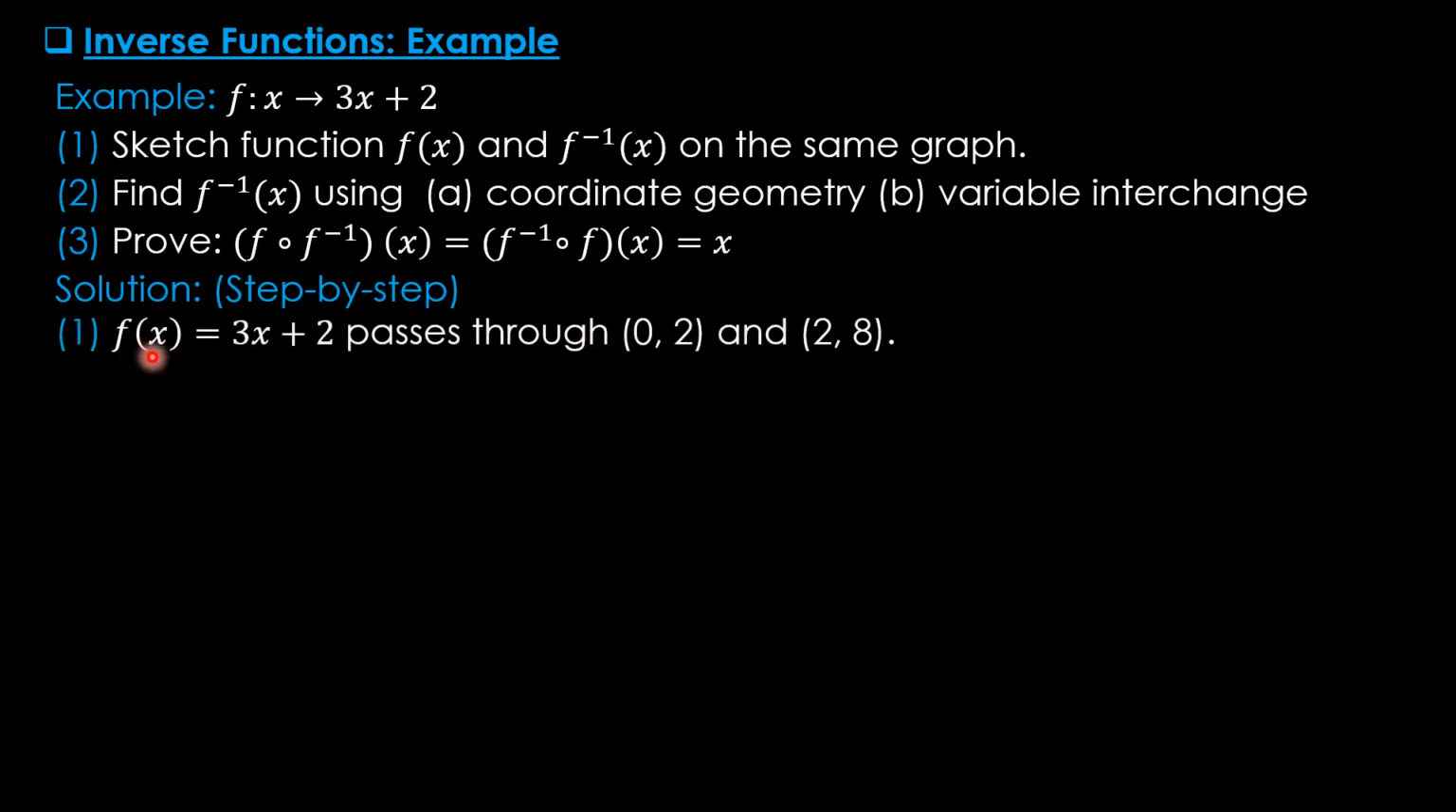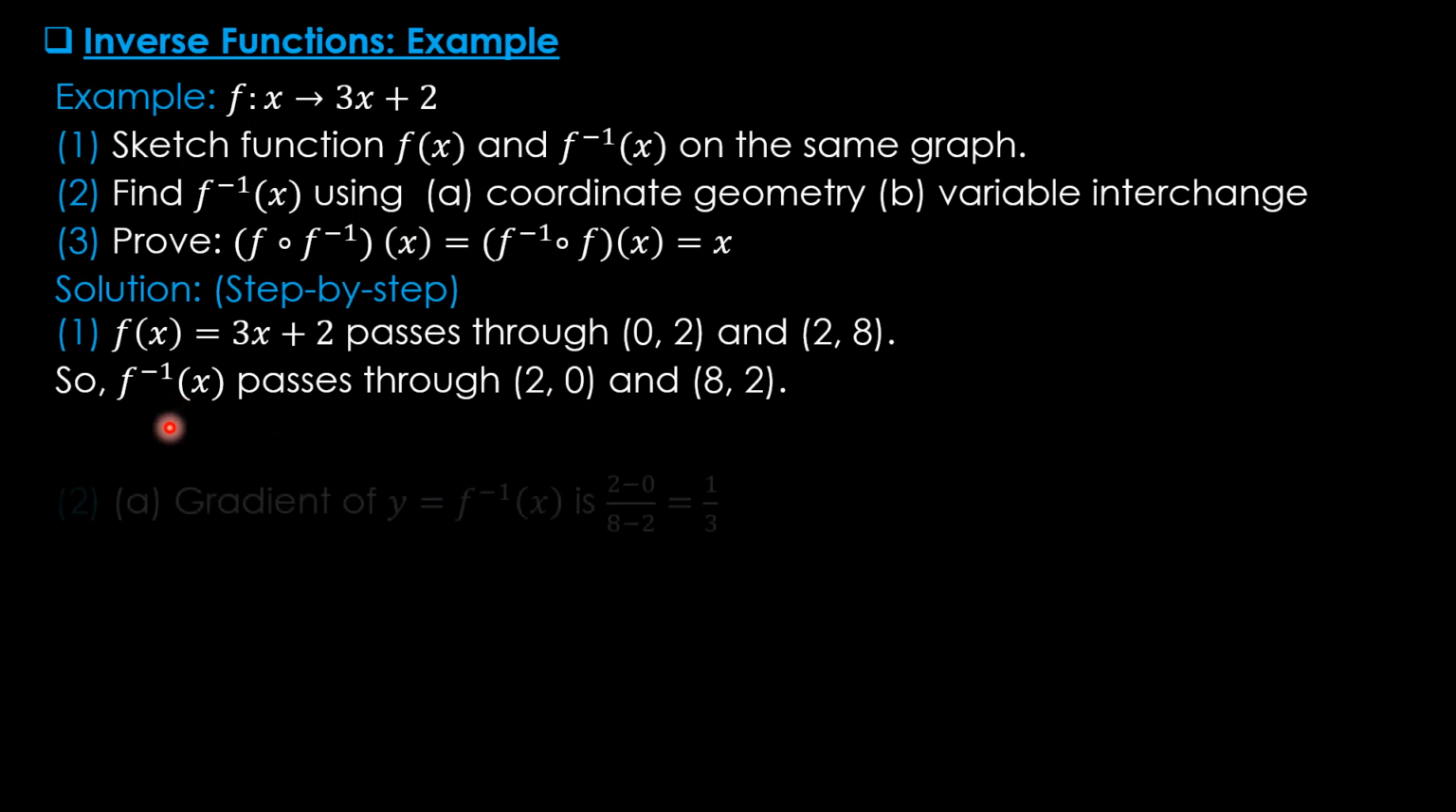We can see function f(x) equal to 3x plus 2 passes through (0, 2) and (2, 8). So f inverse x passes through (2, 0) and (8, 2). So whenever we see f(x) passes through (0, 2) and (2, 8), we can conclude f inverse x, which is the inverse function of the original function, passes through (2, 0) and (8, 2). It was (0, 2) and (2, 8), so it becomes (2, 0) and (8, 2) in case of the inverse function.